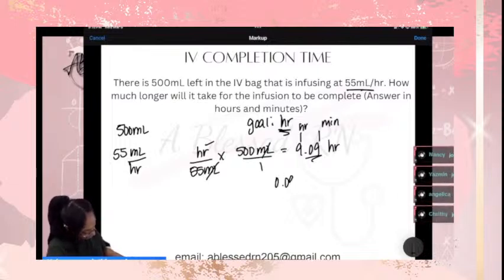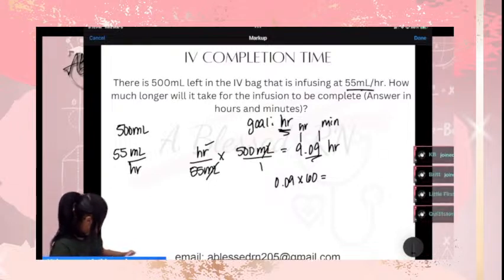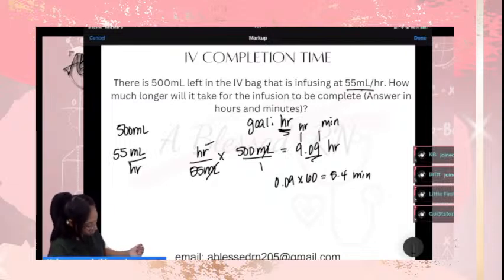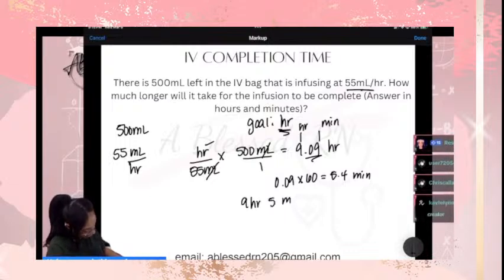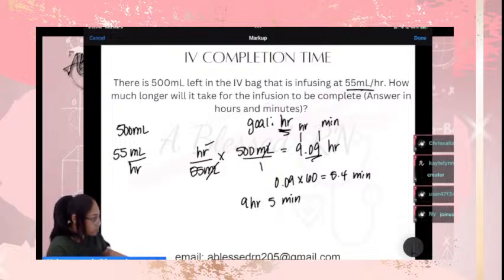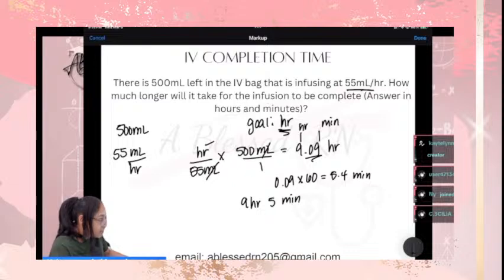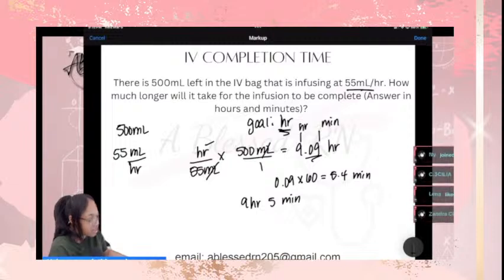So 0.09 times 60, because there are 60 minutes in an hour, okay? 0.9 times 60 is 5.4 minutes. So rounded to the nearest minute, this will be 9 hours and 5 minutes, okay? I just find it hard doing the milliliters and the hours together. You have to keep the milliliters and the hours together because it's a relationship. It's the volume over time.